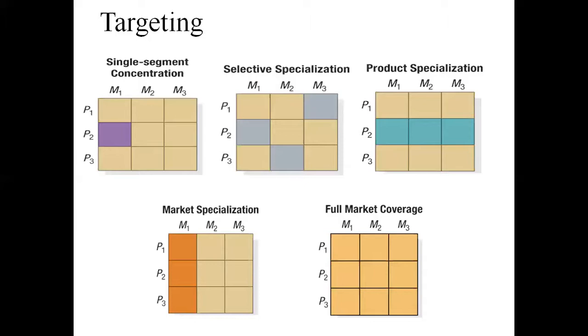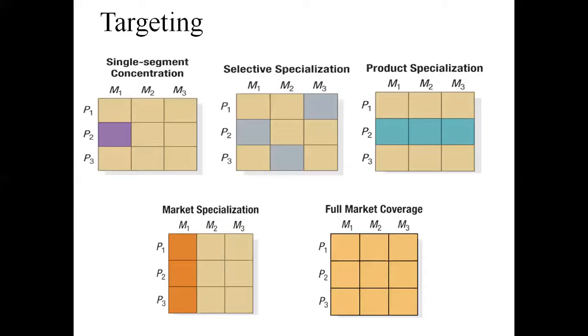Since we are focusing on a single segment alone, the risk is increased here, like the market may collapse or some strong competitor may enter the market. At that time it will be difficult to survive because we are targeting only one segment. These are the positives and negatives of single segment concentration. Let's see the second one.